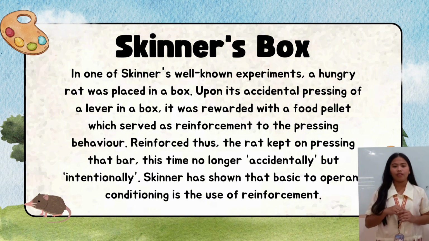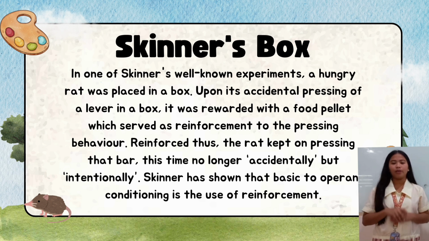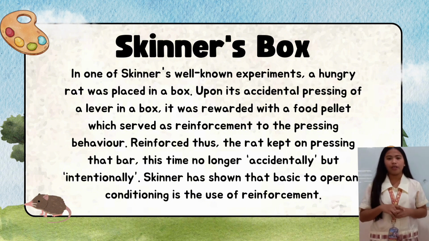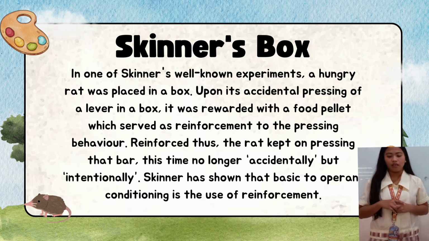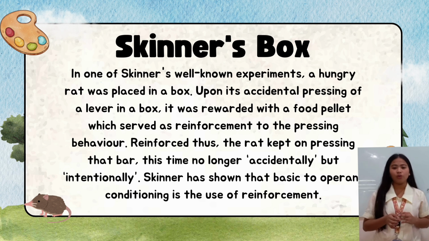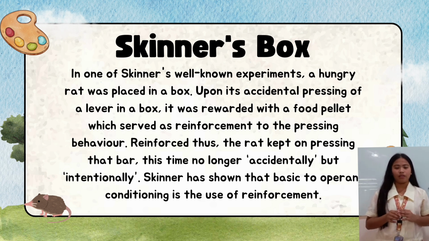However, if it is rewarded with food each time it performs a desired action, the bird begins to associate turning around with receiving a reward. Over time, the bird performs the action consistently because the behavior has been strengthened by the repeated reinforcement. So, Skinner has shown that basic to operant conditioning is the use of reinforcement.